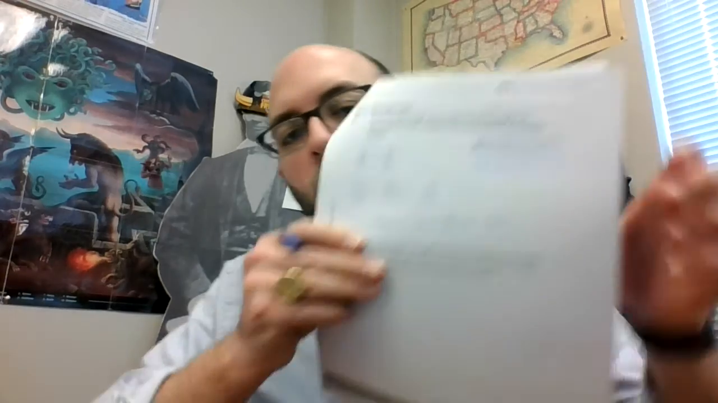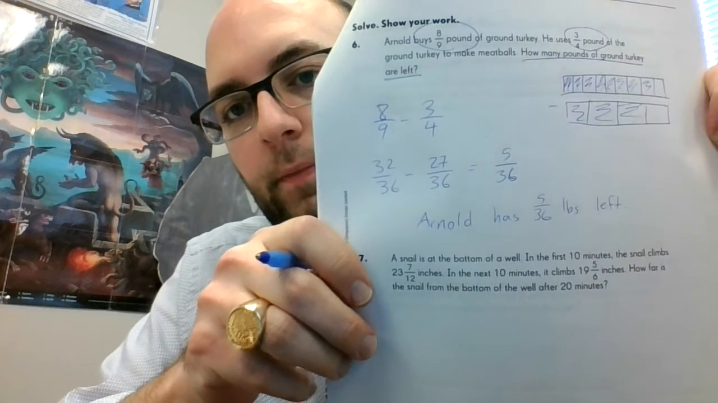Let's subtract. 9 and 4 both go into 36. That's the smallest number, so we could cross multiply here. We got 27. We have 32. 32 minus 27 gives us 5/36. So Arnold has 5/36 pounds left. Okay, there we go.